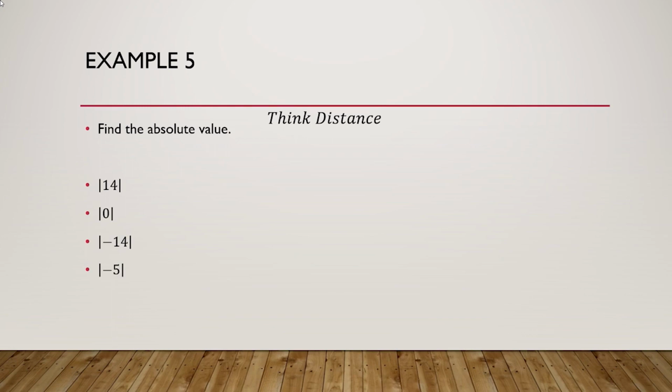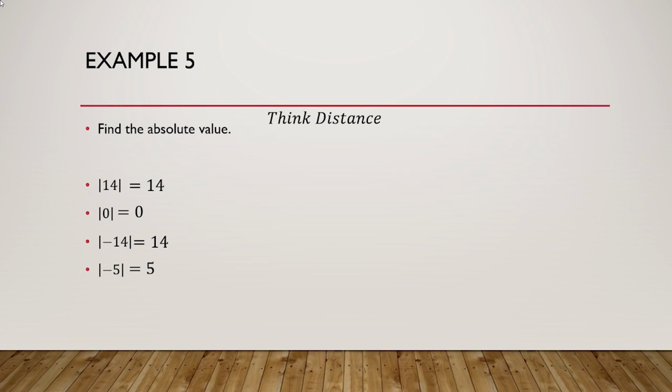So the absolute value of 14 would be a positive 14. The absolute value of 0, since the distance away from 0 is 0, you haven't moved anywhere, would still be 0. Negative 14, the absolute value of negative 14. Negative 14 compared to 0, that's 14 units away, so that would be 14. The absolute value of negative 5, negative 5 is 5 units away, is 5.